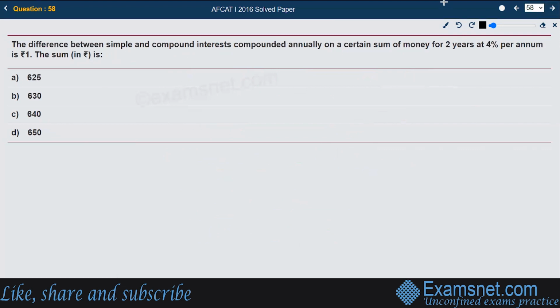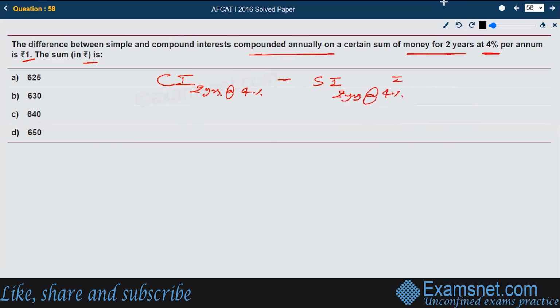Next: the difference between simple interest and compound interest, compounded annually, on a certain sum of money for 2 years at 4% per annum is rupees 1. The sum in rupees? This time, he has given the difference of compound interest and simple interest. That is, compound interest for 2 years at the rate of 4%, minus the simple interest for the same 2 years at the same 4% per annum. The difference is given as 1, and he wants us to calculate the principal value.